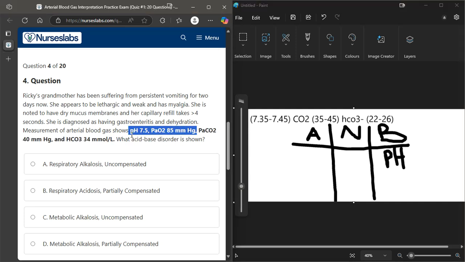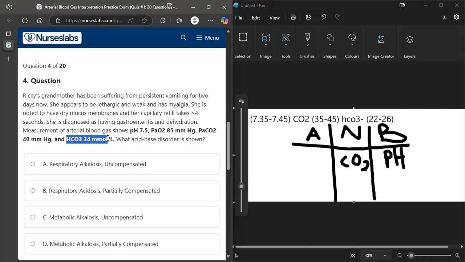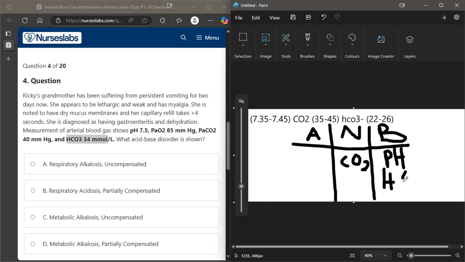Oxygen, we're not looking at it. Our carbon dioxide is 40. The normal range is 35 to 45. So carbon dioxide is under the normal tab. And our bicarb is 34. The normal range of bicarb is 22 to 26. So anything above 26 is basic. Our bicarb comes under the basic tab. So pH is with bicarbonate. This is a metabolic. So this is a metabolic alkalosis.